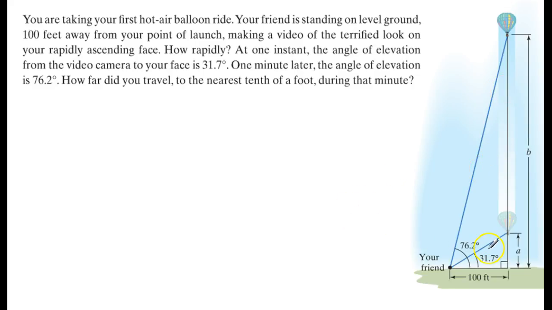Okay, so what we're going to do is set up, this is 100 feet in both cases, so we're going to set up a trig function to solve for this a and this b, and then we'll just do b minus a, and that'll be the distance that we traveled that we're looking for here. Alright, so how do I find a? Well, this is 100, this is 31.7 degrees. A is opposite, this is adjacent. So once again, we'll use the tangent.